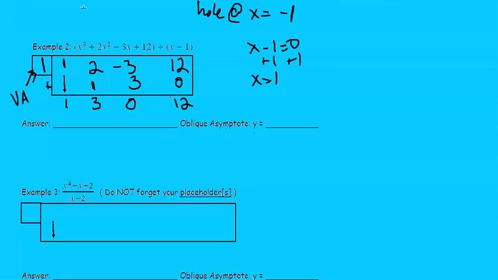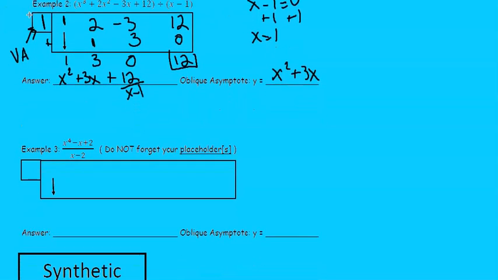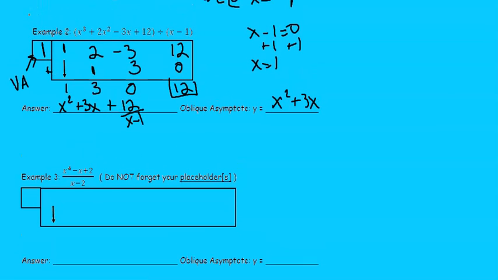So our answer is, we have 12 remainder, 0 constants, 3 x's, and 1x squared. So we have 1x squared plus 3 x's plus our remainder, which is 12 over our divisor, x minus 1. Your oblique asymptote is this part without the remainder. So it's y equals x squared plus 3x. And let's look at the third example on this page.